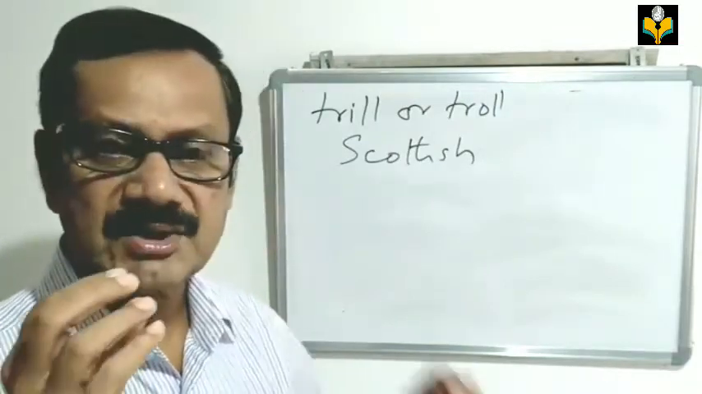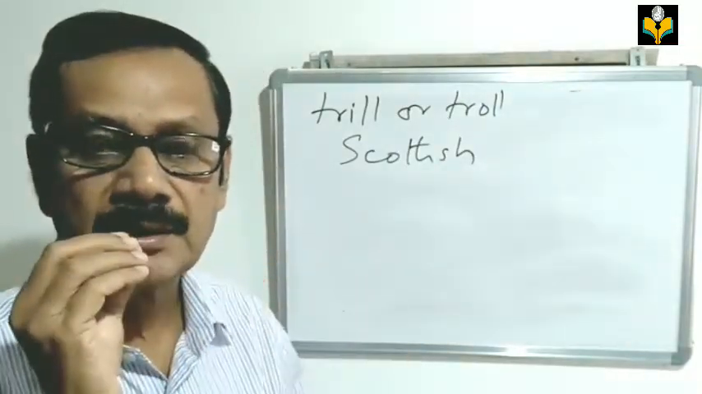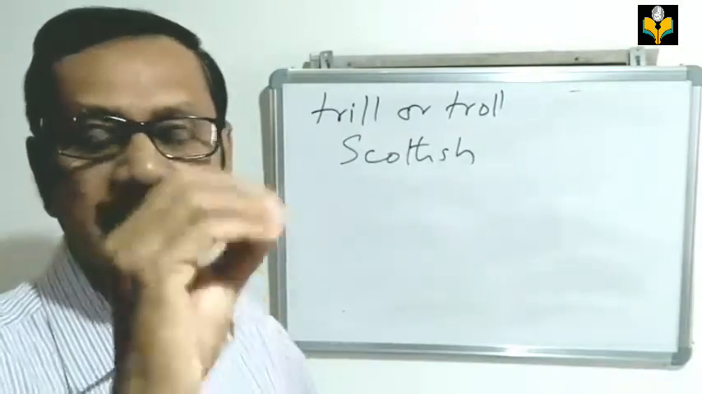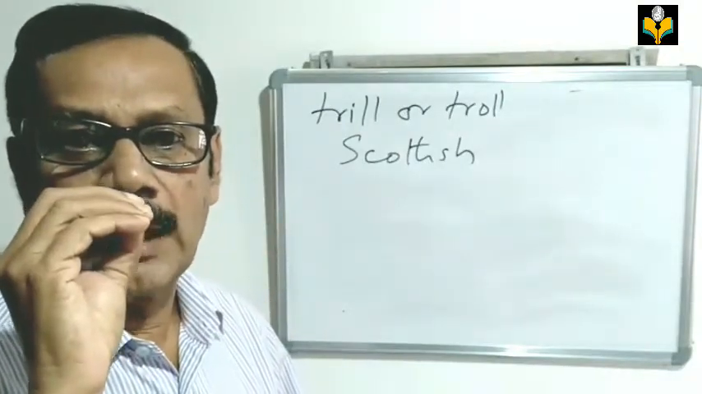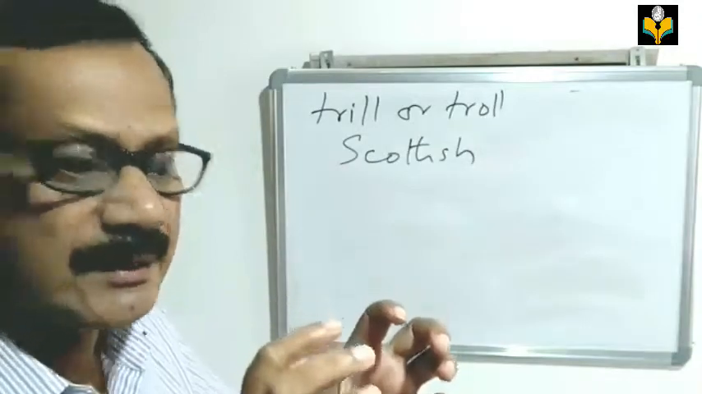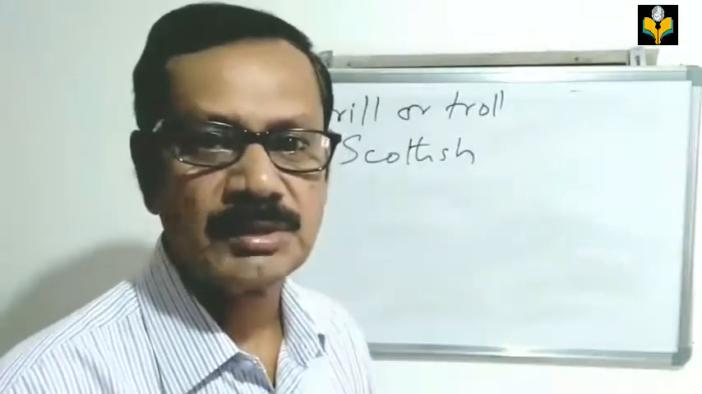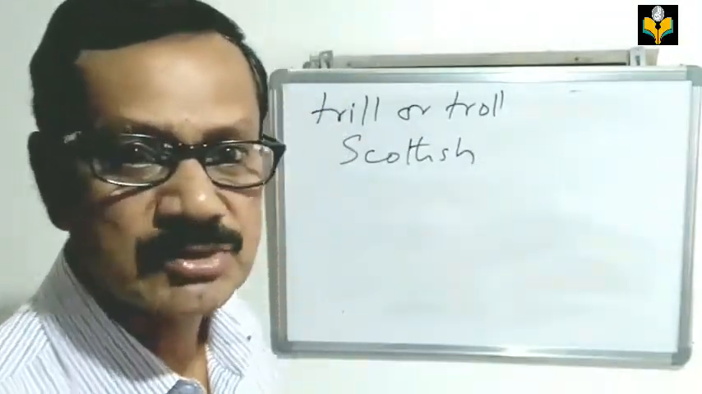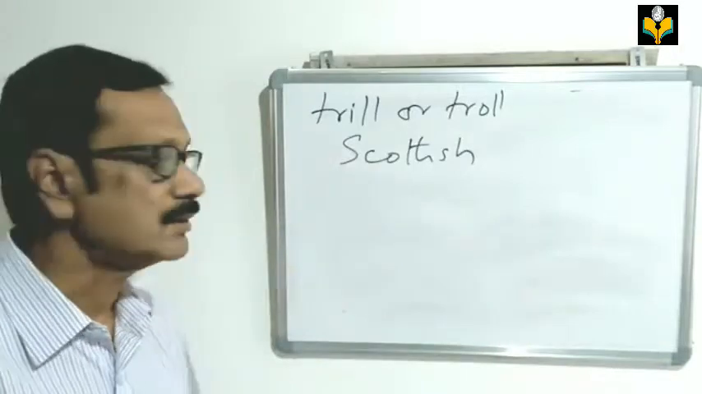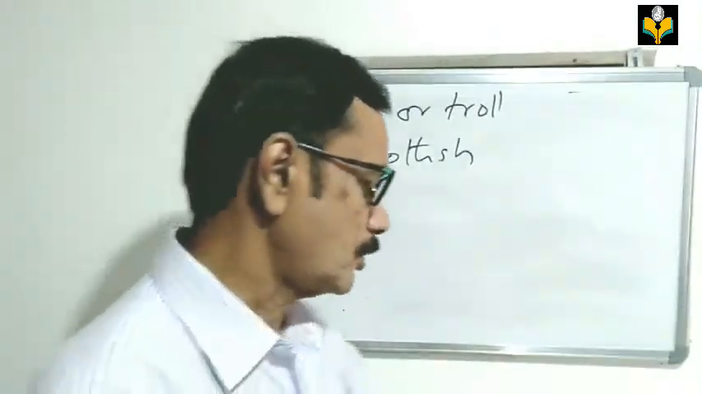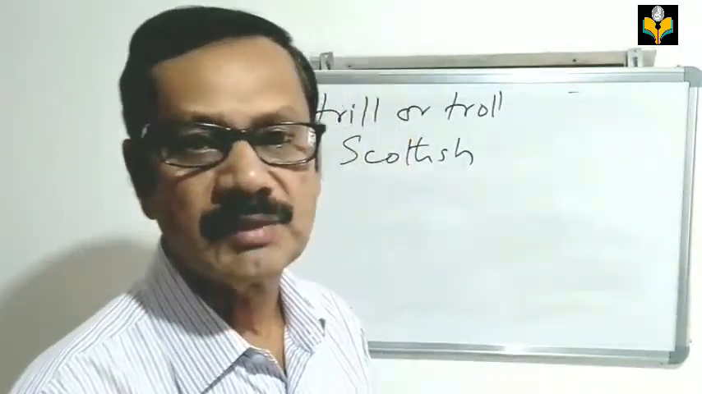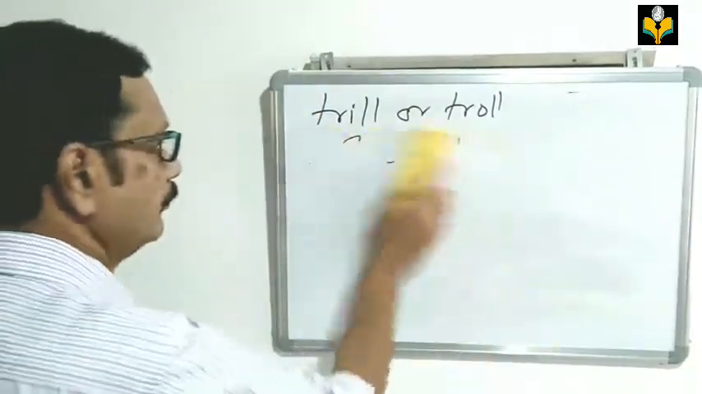So articulators are brought together. That is, the tip of the tongue and the alveolar ridge come together, and we can produce the touching a number of times, just like we pronounce R for a long time. It is called trill or troll. It is a peculiarity of the Scottish language.